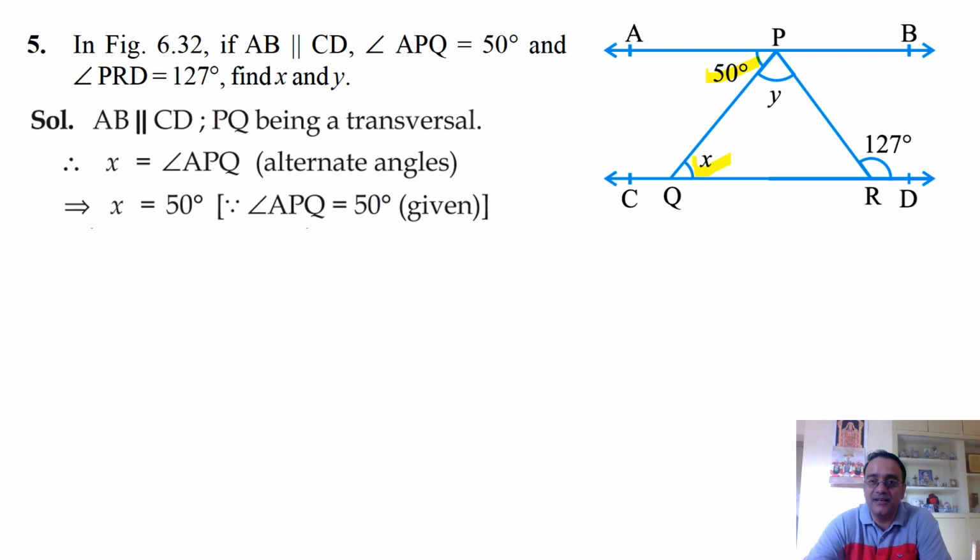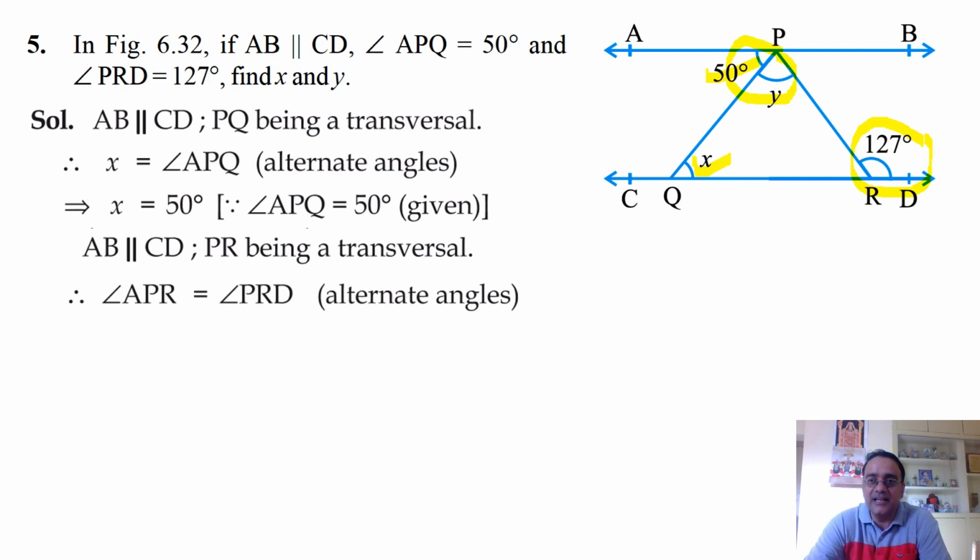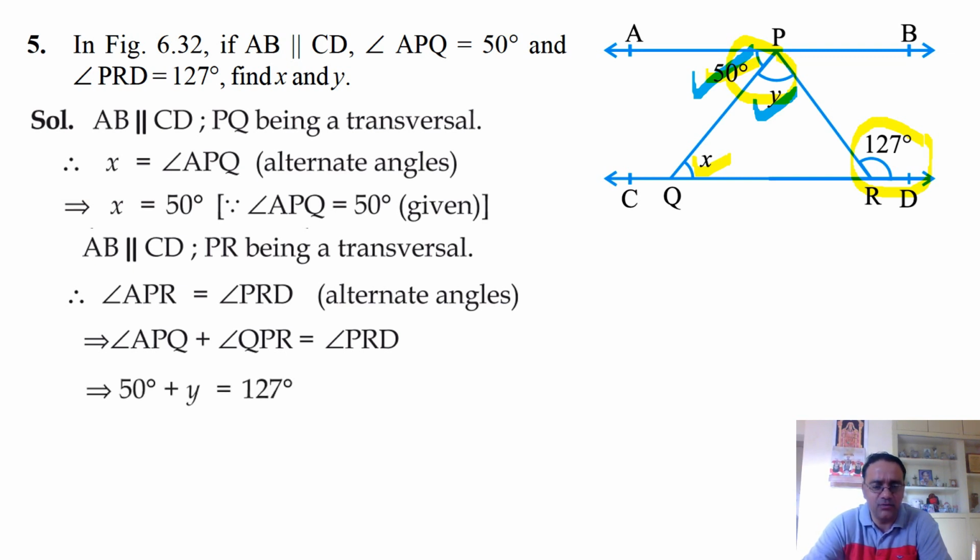तो उसके लिए हम लोग फिर क्या करेंगे? We can find the value of y in two ways. उसमें ये वाला पूरा जो एंगल है, this complete angle is equals to this angle. Why? Alternate interior angles, right? So that we are going to use angle APR is equals to angle PRD. Now APR को हम लोग कैसे लिख सकते हैं? This angle plus this angle. Okay, so angle APQ plus angle QPR is equals to angle PRD. So y plus 50 degree is equals to 127 degree.